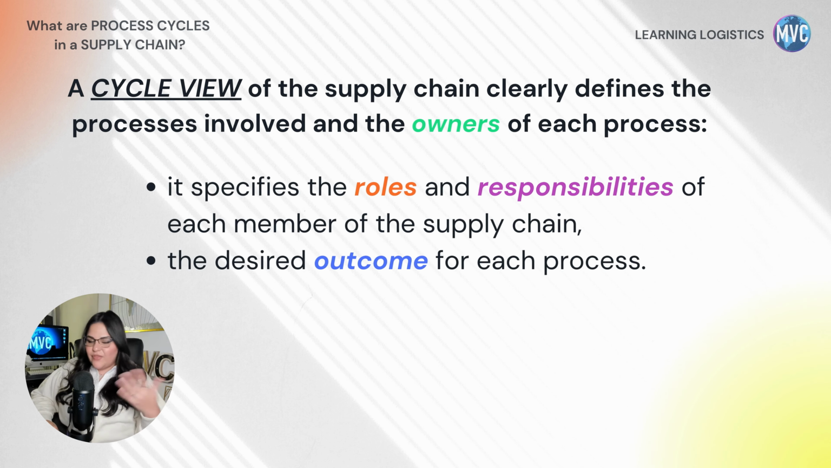So, why is a cycle view so important within the concepts of supply chain? Well, a cycle view of a supply chain clearly defines the processes involved and the owners of each process. This view is useful when considering operational decisions because, one, it specifies the roles and responsibilities of each member of the supply chain, and it also gives us the desired outcome of each process. So that's why it's so important: it clearly defines what the processes are, who will be doing these processes, and what we want to achieve out of them. So who does them, what's going to happen, and what's the end result.